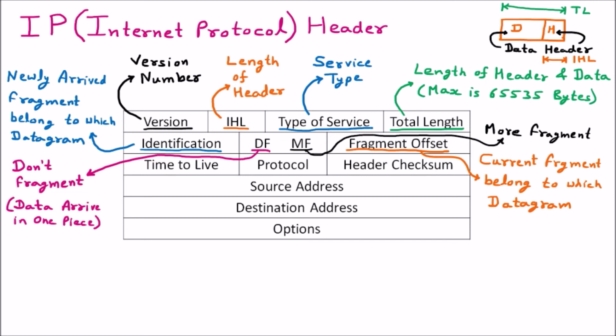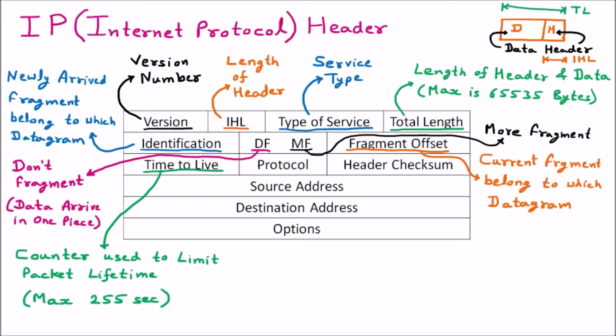Now the next field we have is time to live. So this is the time to live. Talking about time to live, this is a counter used to limit the packet lifetime. Time to live is also named TTL, and it gives a counter by which we define the life of a packet, meaning how much time the packet will survive. The maximum TTL is 255 seconds.